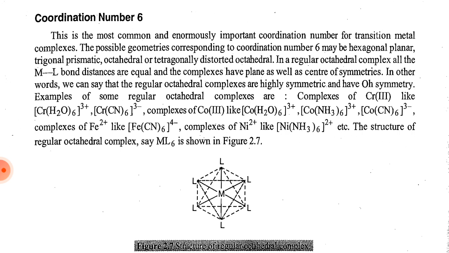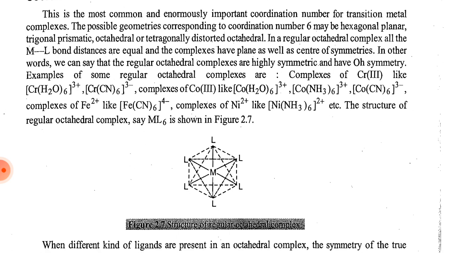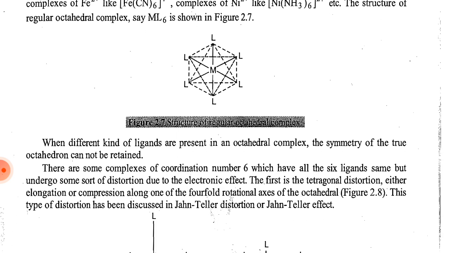[Co(H2O)6]3+, [Cr(NH3)6]3+, [Cr(CN)6]3-... They show octahedral geometry, and the distance between the metal and ligands is the same. So Fe2+, like [Fe(CN)6]4-, also shows coordination number 6 and octahedral geometry. Nickel also, in [Ni(NH3)6]2+. These also show regular symmetrical octahedrals where metal and ligands have the same bond distance.